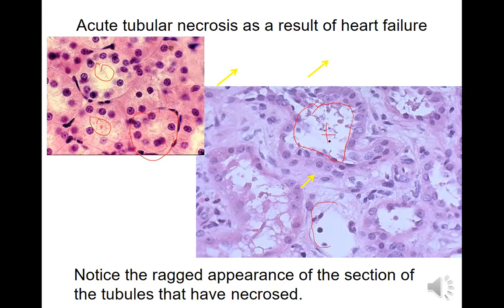Especially here. This is a good example of some acute tubular necrosis. And it can be reversible in the tubules, right? That can be reversible. It depends on how far this goes untreated or whatever's causing the acute tubular necrosis, how long that insult continues.